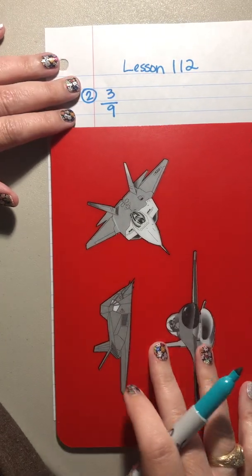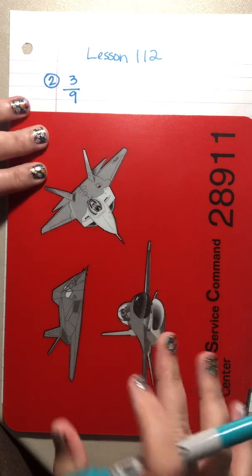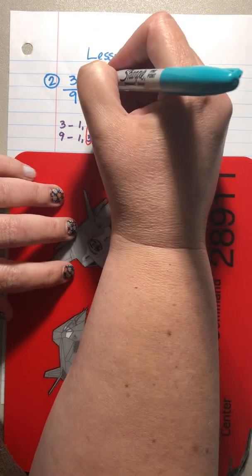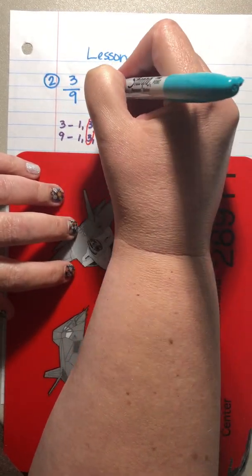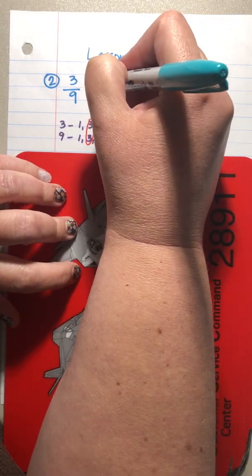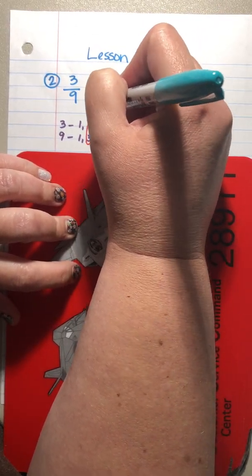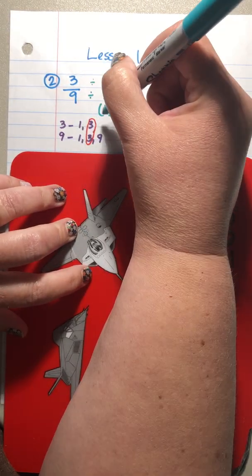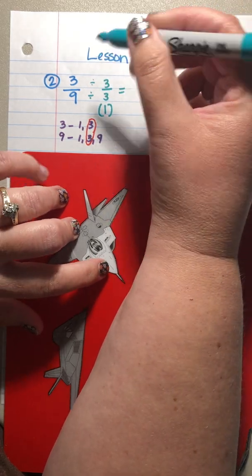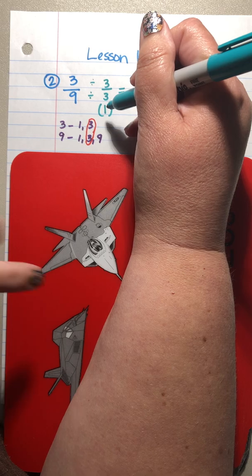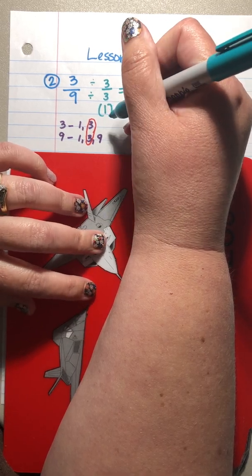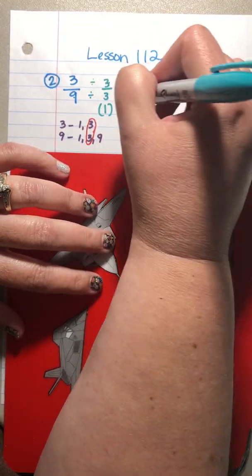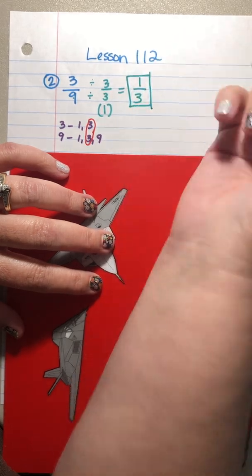So I have the fraction 3/9. So I can write out my factors if I need to, or I can just look at it if I know, and know that I'm going to have to divide by, and what am I going to divide by? I'm going to divide by 3 over 3, which we know is equal to 1. Okay? Any number divided by 1 is that number, right? So that's why I'm dividing by 1, to get an equal fraction with smaller numbers in it. So 3 divided by 3 is 1. 9 divided by 3 is 3. My answer is 1/3.